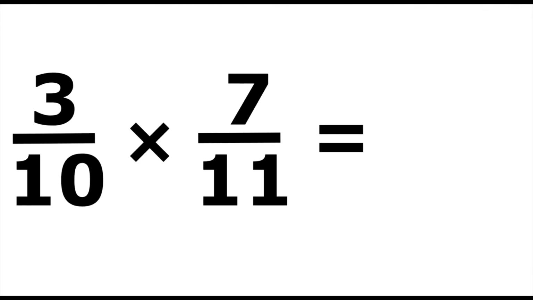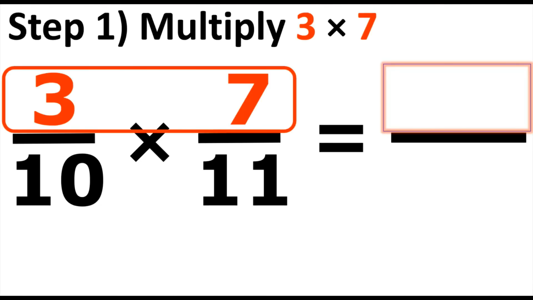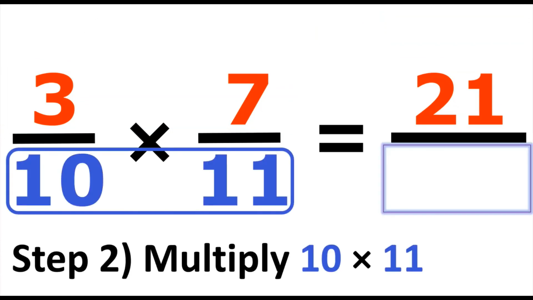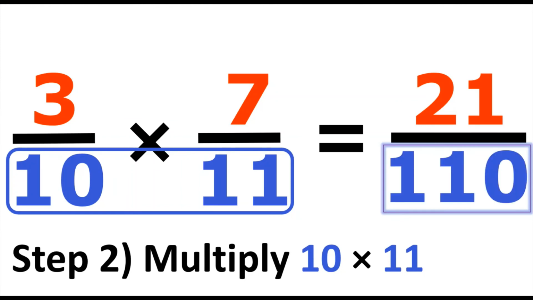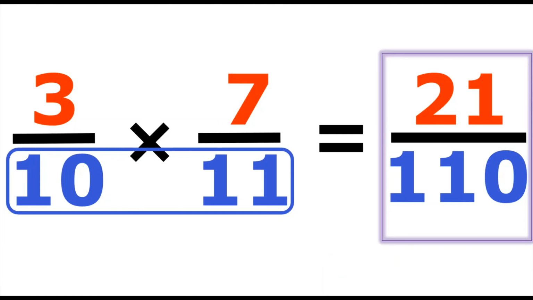And number 25, we have 3 over 10 times 7 over 11. We start up top and multiply straight across. 3 times 7 gives us 21. At the bottom, we have a 10 and 11. 10 times 11 is 110. So our answer is 21 over 110.